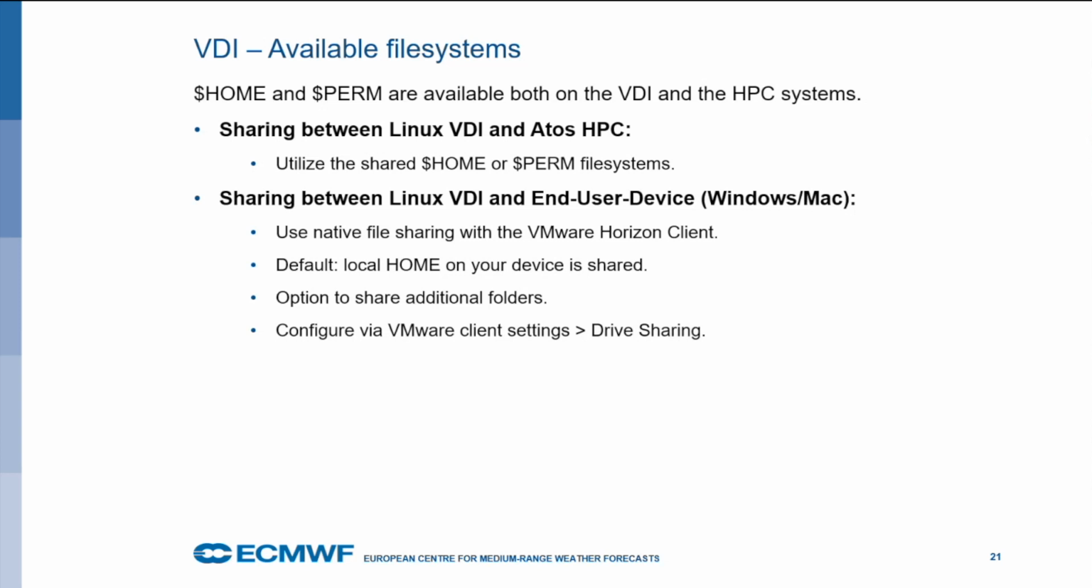But if you want to share files between your Linux VDI and your end user device, which is the host system, your own laptop or your own desktop, I think there was a question in the chat, but I didn't say anything because we are coming to it. There's some way of doing native file sharing between your local system and the Horizon client. I will show that later. The default is that the home in your device is shared, but you can check that. You can share additional file systems if you want.